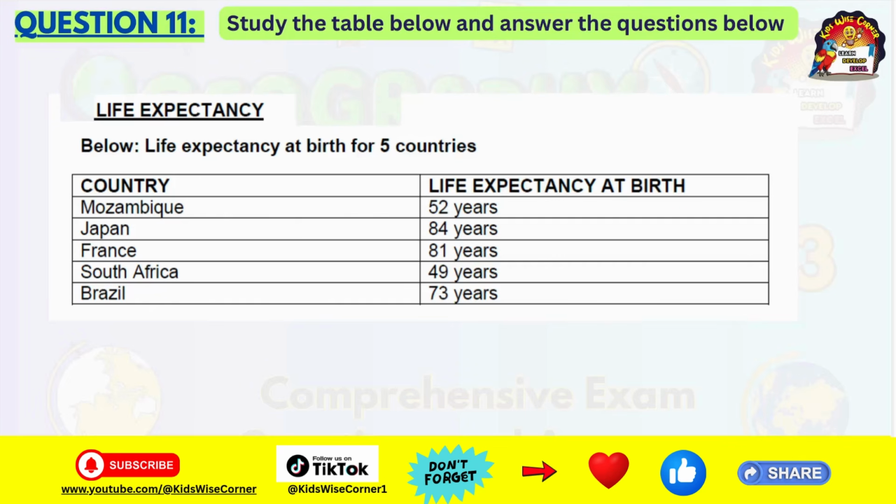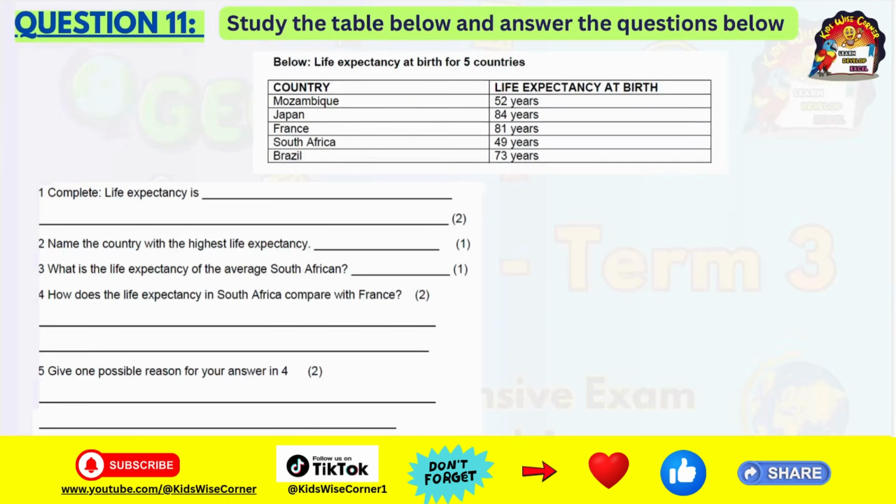Question 11. Study the table below and answer the questions. So below is the life expectancy at birth for 5 countries. We've got Mozambique, Japan, France, South Africa, and Brazil. The life expectancy at birth for Mozambique was 52 years, Japan 84 years, France 81 years, South Africa 49 years, and Brazil 73 years. So, question 1.